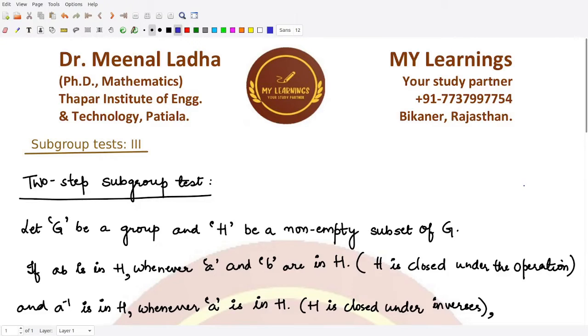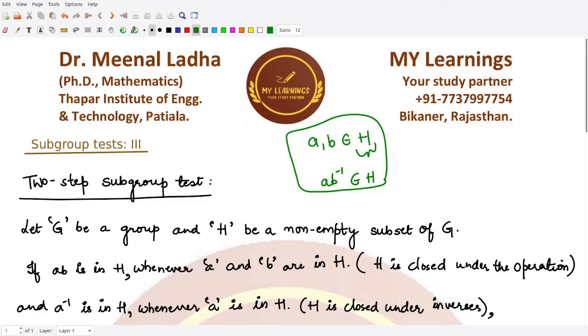In this video we are going to look at another subgroup test, which is used mainly by beginners because it is a basic test as compared to the one-step subgroup test. So remember, in the one-step subgroup test, we were taking two elements A and B from H, and these could be arbitrary elements. That means the result should be true for all the elements which are members of the subset H. Then for these two we prove that AB inverse is also present in H. So this was the one-step subgroup test.